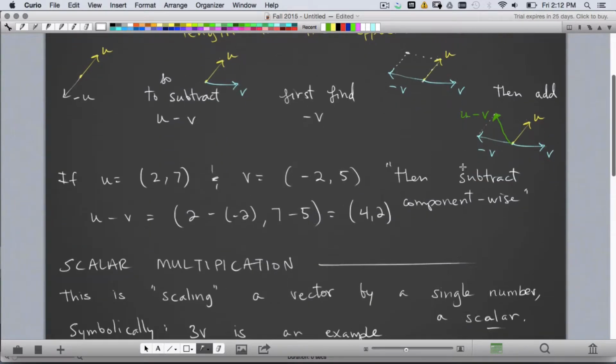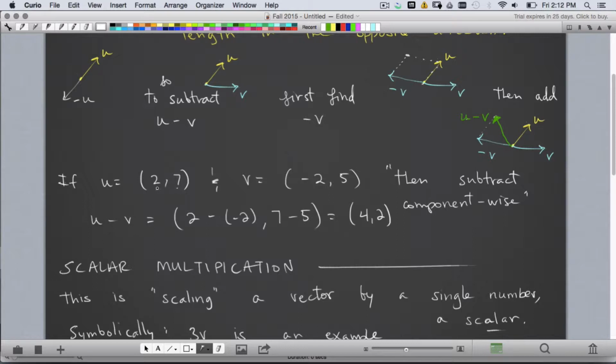Now if we have components, it's just what you think should happen. We're going to subtract components. So 2 minus negative 2 gives us a 4, and 7 minus 5 is 2.